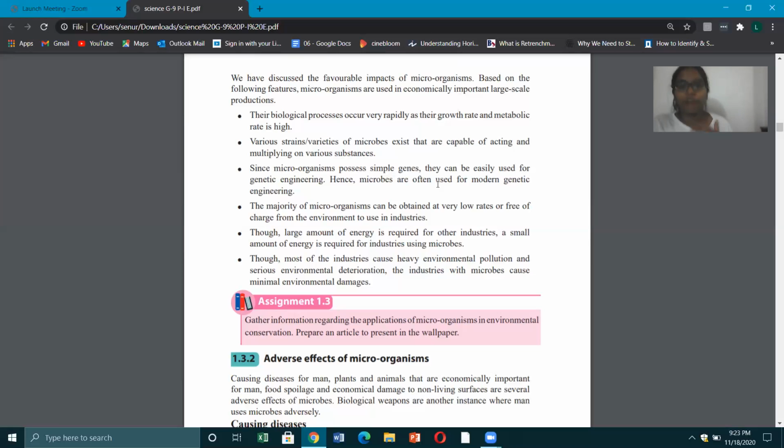It can be done rapidly because the growth rate and the metabolic rate are really high. Okay, that is why we use microorganisms, because of their rapid growth rate and metabolic rate.